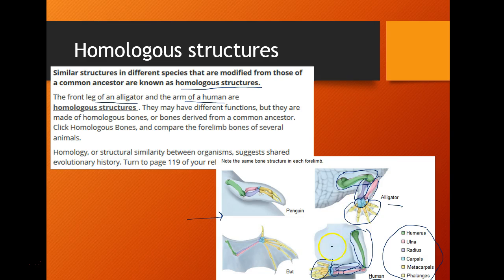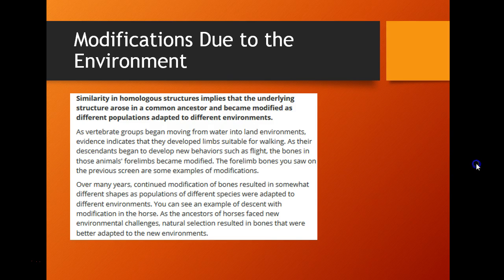And not just the alligator and the human, but we see the same thing in the wing of a penguin and the wing of a bat. And so we see these again are corresponding skeletal structures, maybe not exactly the same, but we do see clear similarities. And we call these structures homologous structures. The homologous structures that we see in these organisms basically imply or suggest that the underlying structure arose in a common ancestor.